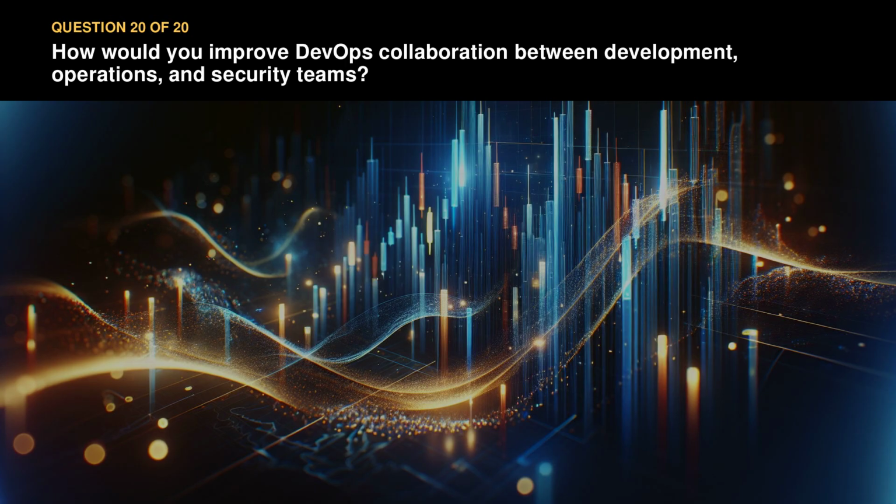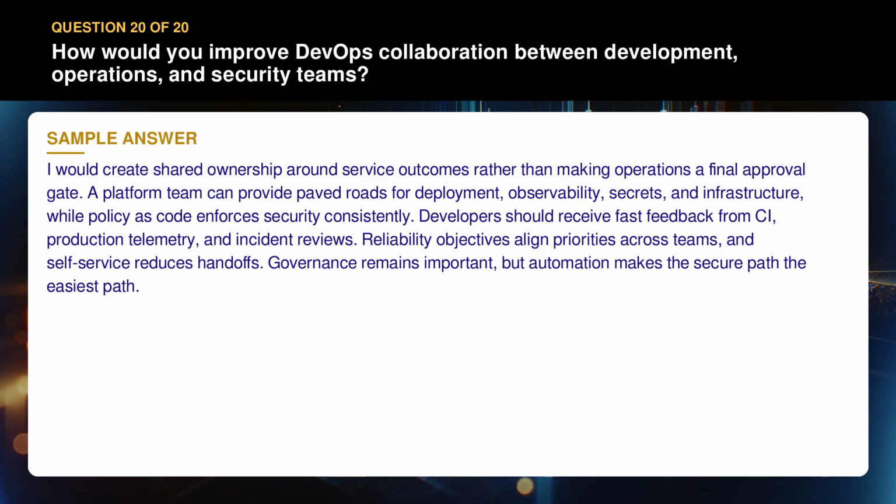Question 20. How would you improve DevOps collaboration between development, operations, and security teams? I would create shared ownership around service outcomes rather than making operations a final approval gate. A platform team can provide paved roads for deployment, observability, secrets, and infrastructure, while policy as code enforces security consistently. Developers should receive fast feedback from production telemetry and incident reviews. Reliability objectives align priorities across teams, and self-service reduces handoffs. Governance remains important, but automation makes the secure path the easiest path.